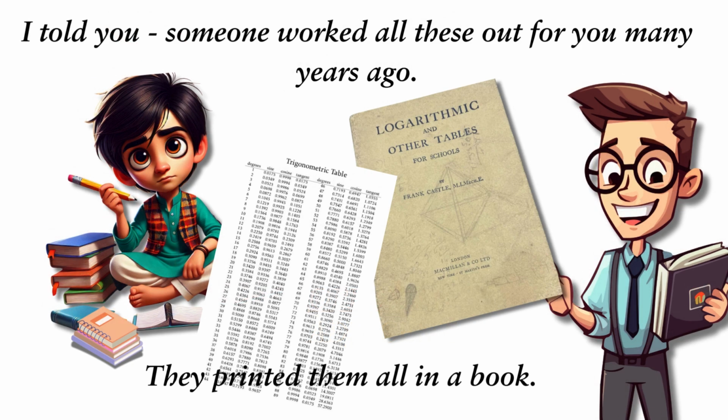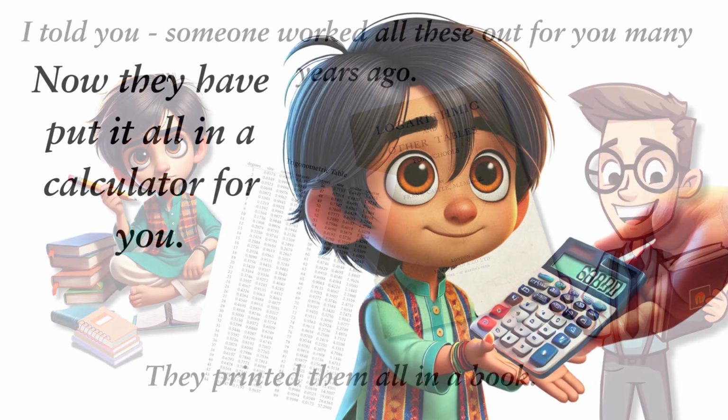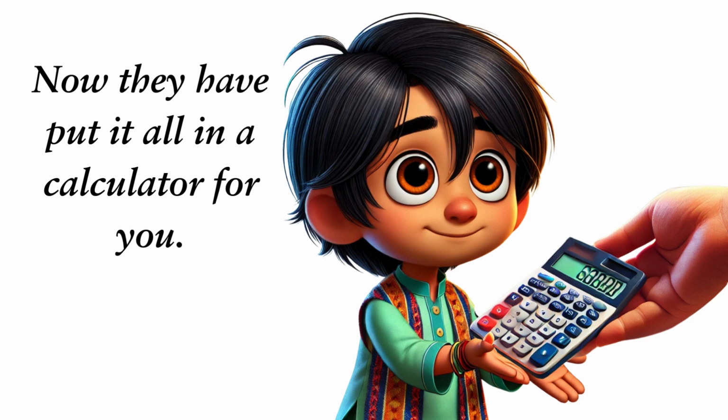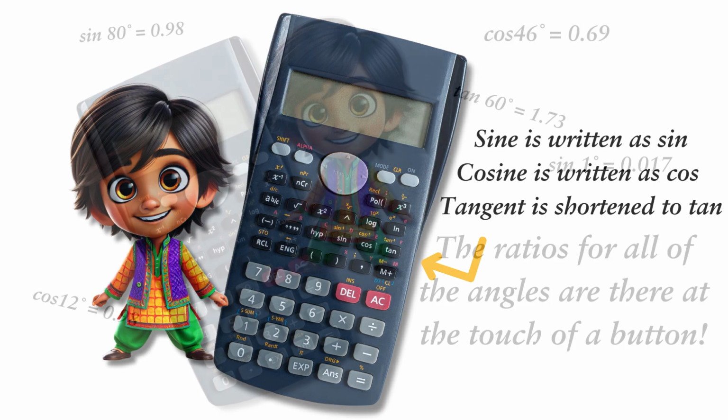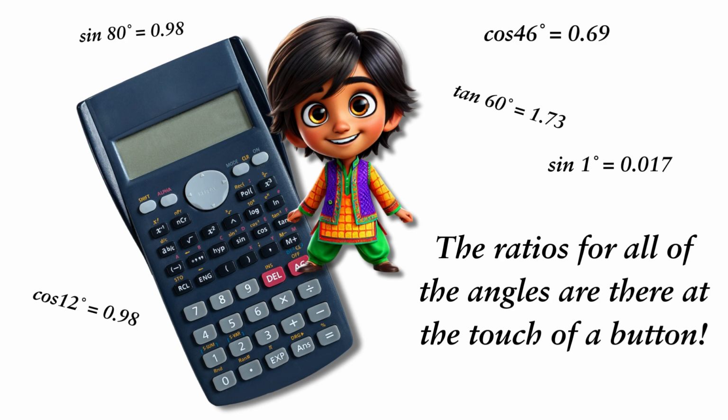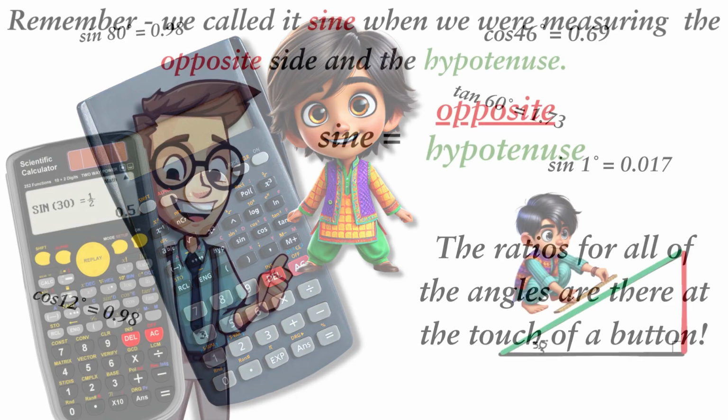I told you. Someone worked all these out for you many years ago. They printed them all in a book. Now they have put it all in a calculator for you. Sine is written as sin. Cosine is written as cos. Tangent is shortened to tan. The ratios for all of the angles are there at the touch of a button.